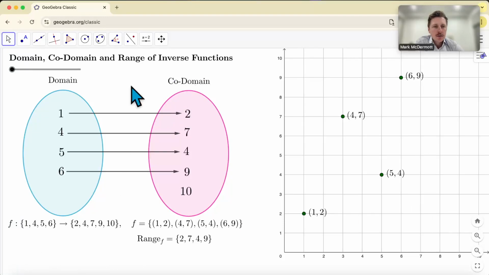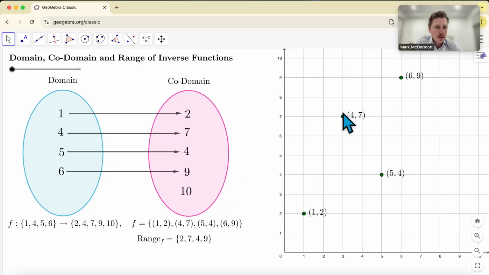All right, so I had a student ask me an interesting question about domain, codomain, and range of inverse functions. And yeah, I just wanted to dive into it a bit more. So let's imagine we've got some function. It's got the domain 1, 4, 5, and 6. You can see what they're mapped onto. 1 maps to 2, 4 to 7, 5 to 4, and 6 to 9.